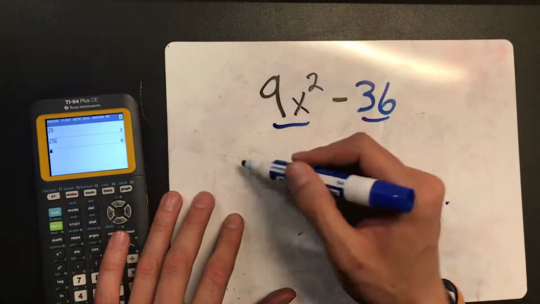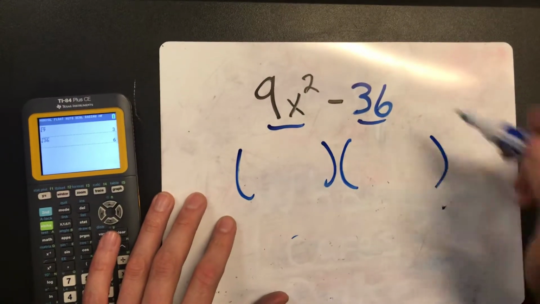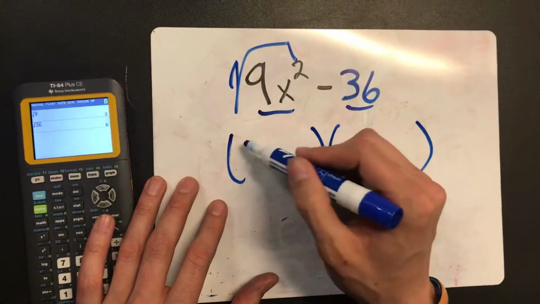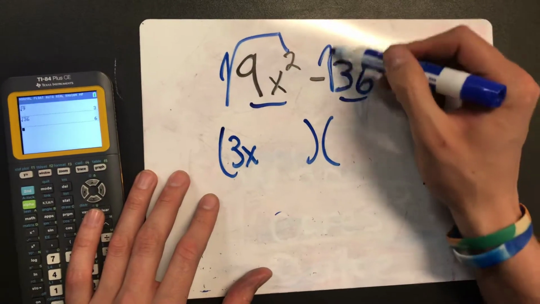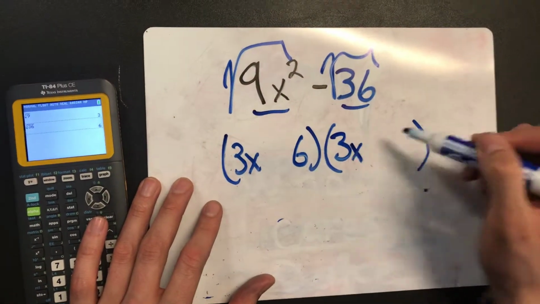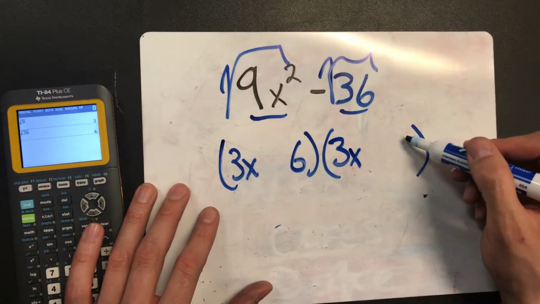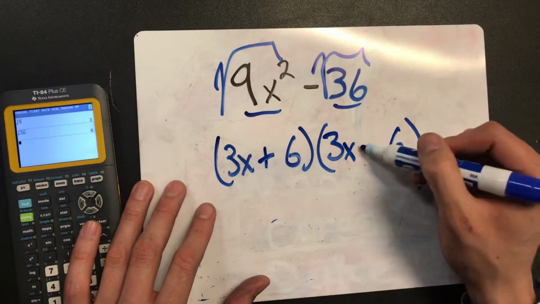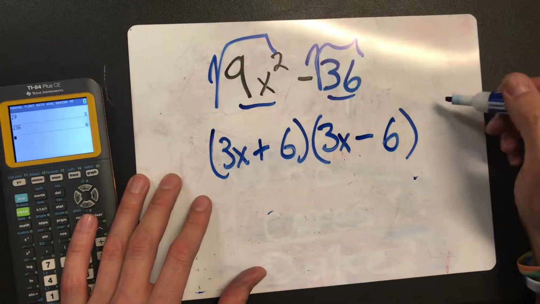Yes. So my trick is I write two parentheses, take the square root of my first term, which is 3x, take the square root of my last term, which is 6, and I repeat that in my next factor or parentheses, and then I write an addition and subtraction sign in between, and then I am done.